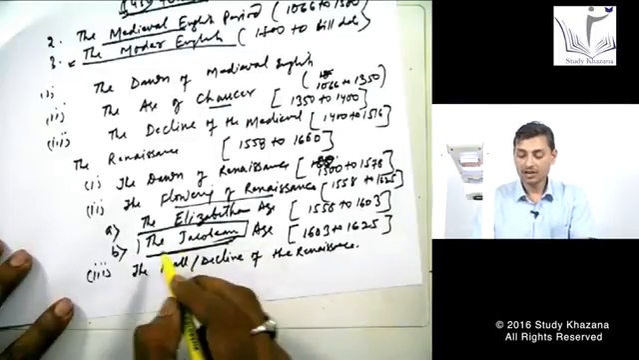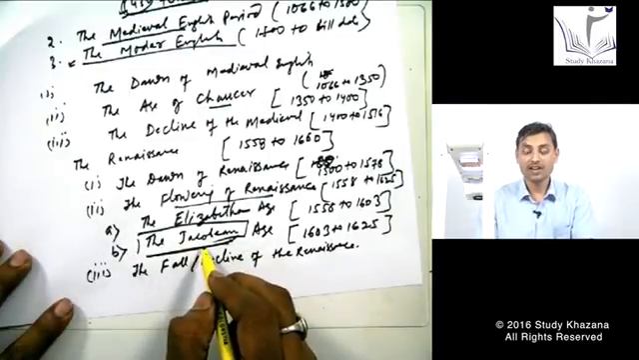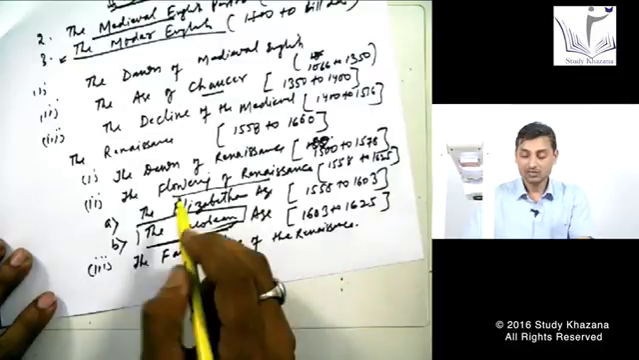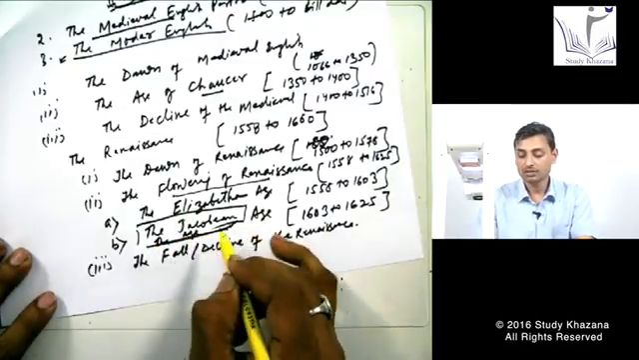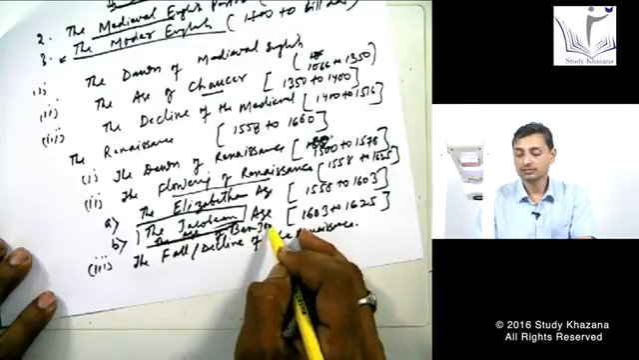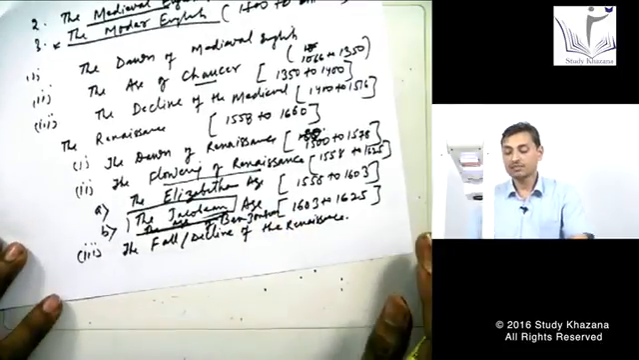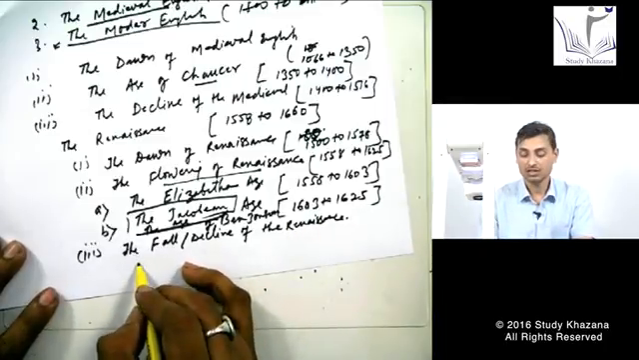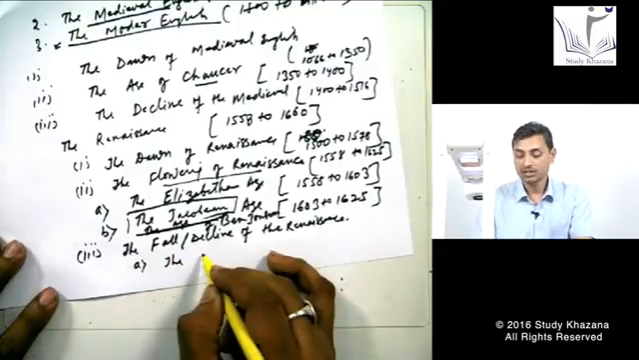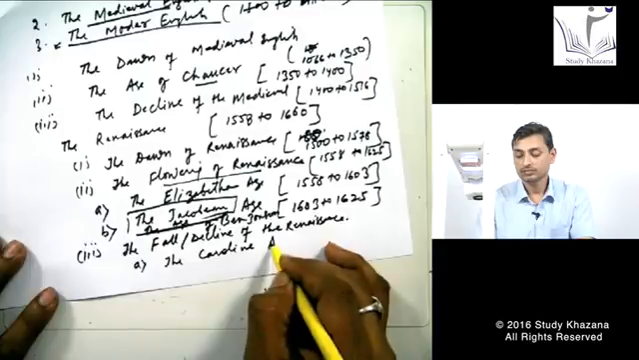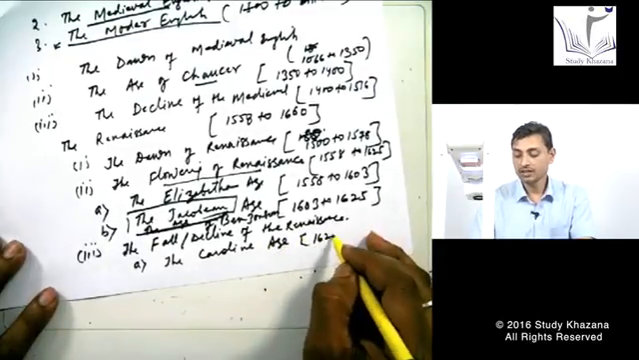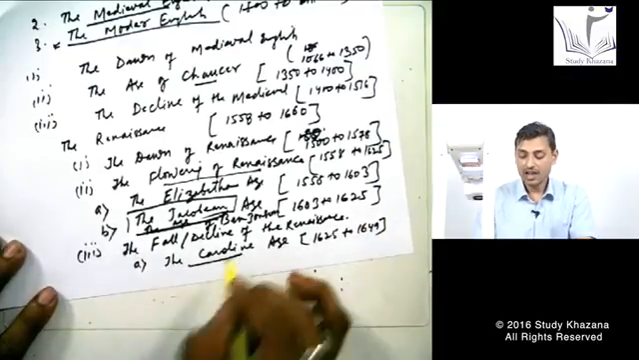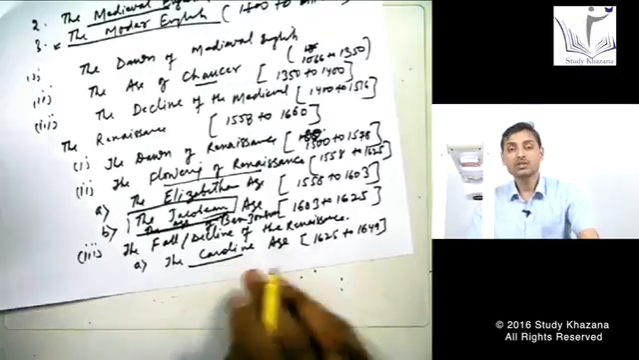But before this, I would like to make you understand here that the most important writer of the Jacobean age was Ben Jonson. That's why the period is also known as the age of Ben Jonson. As regards the fall or decline of Renaissance, here also I would like to sub-classify the period. Its first classification is the Caroline age, that is from 1625 to 1649, as the ruler of the period was King Charles I.